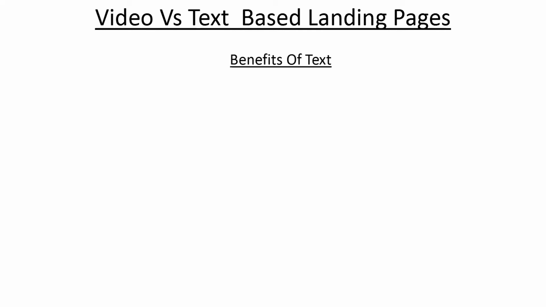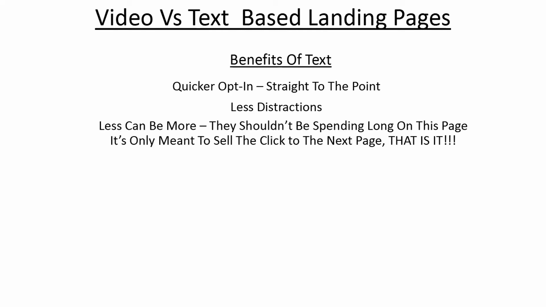So what's the benefits of text? Quicker opt-in, it's straight to the point. Less distractions on the page. Less can be more, like I showed you with that one example. They shouldn't be spending long on this page. It's only meant to sell the next page. Everything in advertising is only meant to sell the next click.